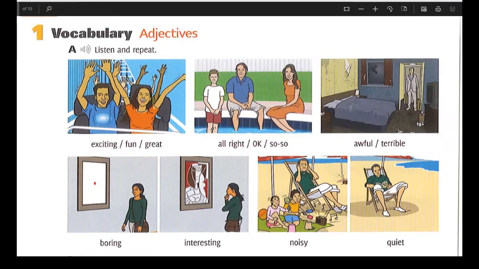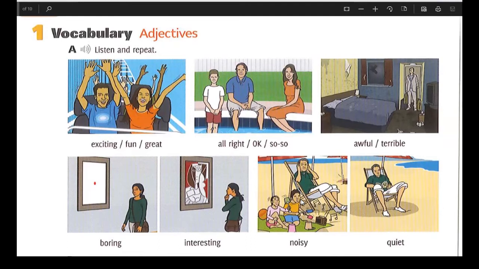Exercise 1. Vocabulary. Adjectives. Exciting. Fun. Great. All right. Okay. So-so. Awful. Terrible. Boring. Interesting. Noisy. Quiet.